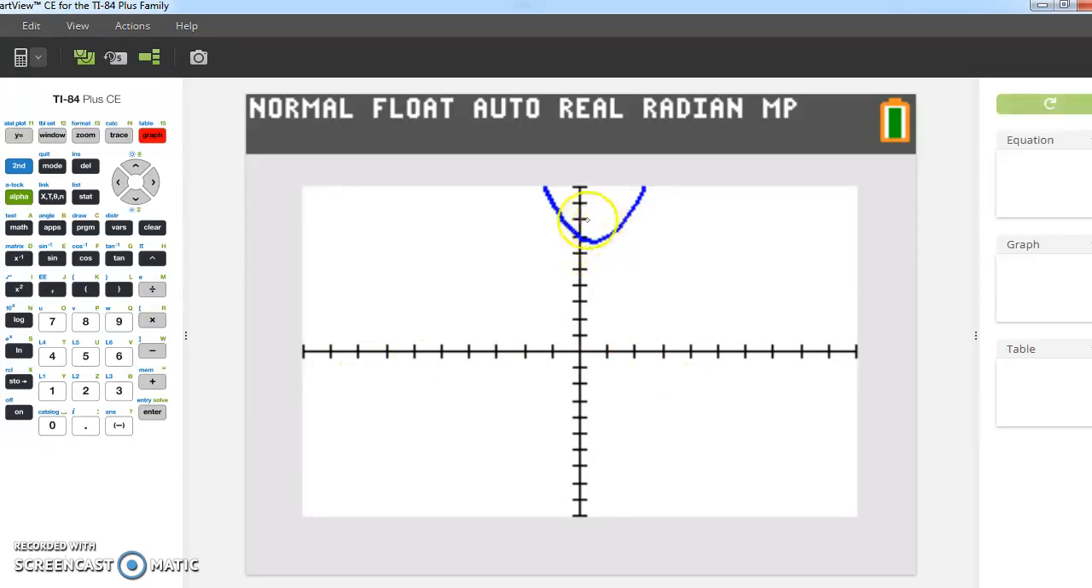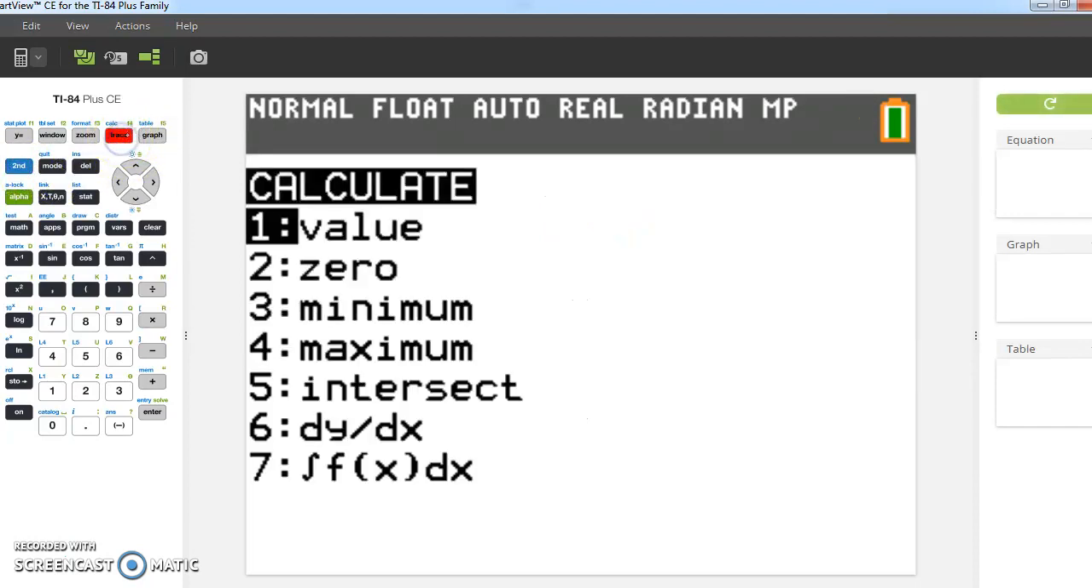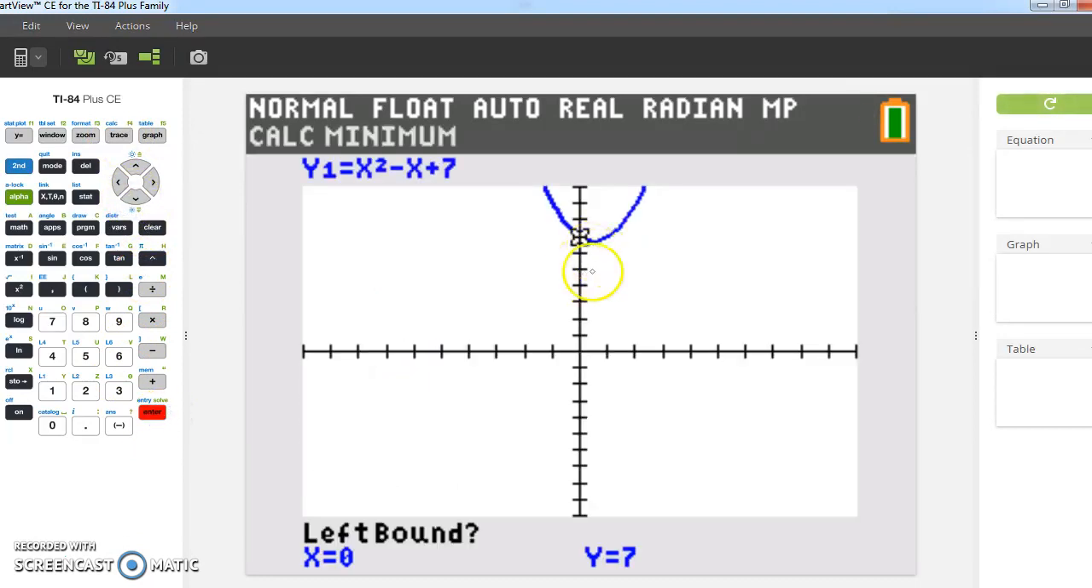Let's find the vertex. Now, it looks like the vertex is somewhere here. And we could tell that it's a low spot. It's a minimum. It's a valley. So I'm going to go to second trace to calculate a minimum, which is number 3. So go down to 3 and enter. And the questions have started.